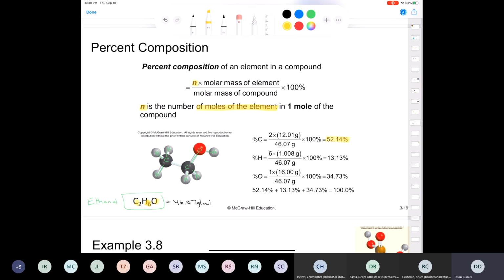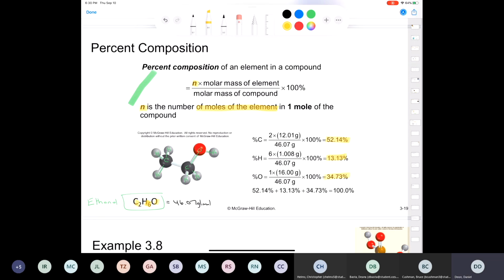I can do the same exercise for my hydrogens. Look, in ethanol, there are 1, 2, 3, 4, 5, 6 hydrogens. So what am I going to do? I'm going to take the atomic mass of hydrogen, multiply it by 6. Then I'm going to divide that by the total mass of the compound, and I should end up with 13.13%. Okay, I do the same thing for oxygen.